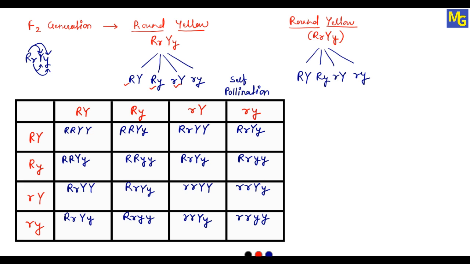Now we will start writing the physical character of this by seeing the dominant and the recessive gene. Now see the first one. R is capital, Y is capital. So what can we write? Capital R means it is round.